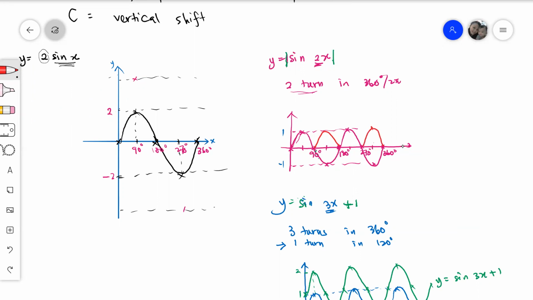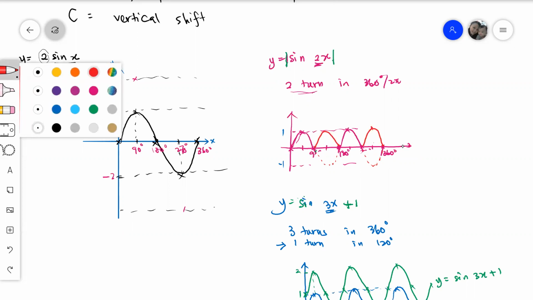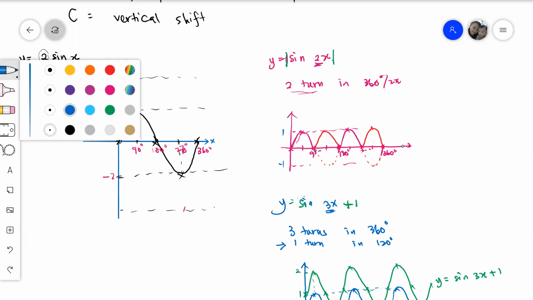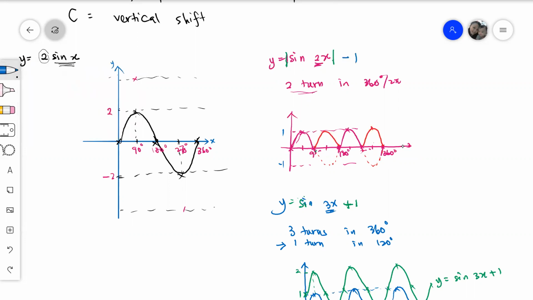Then what happened to the original negative graph? We could just leave it in dotted line, or you can just erase it completely. So that will be the graph of y equals modulus sine 2x. What if on top of this modulus sine 2x, I minus 1? That means the whole graph will be shifted downwards after we modulus it.